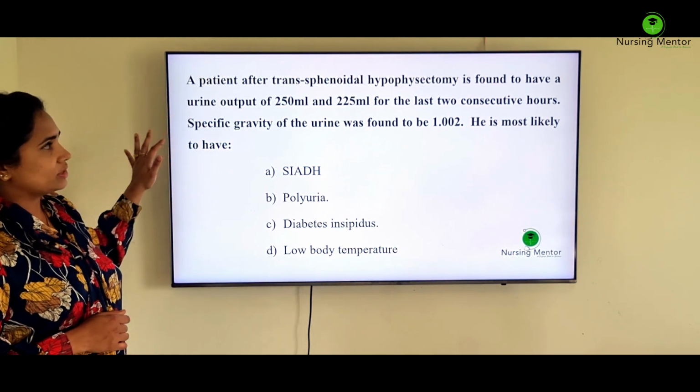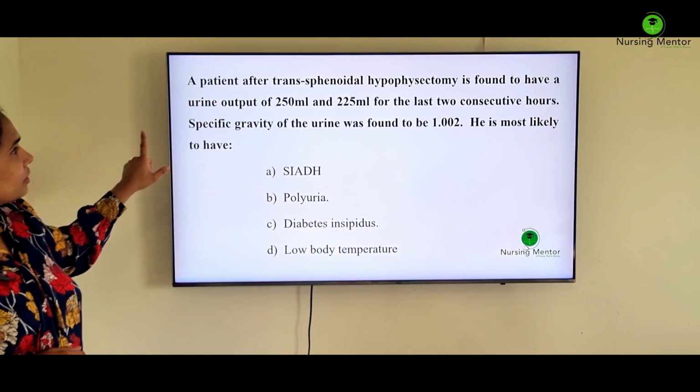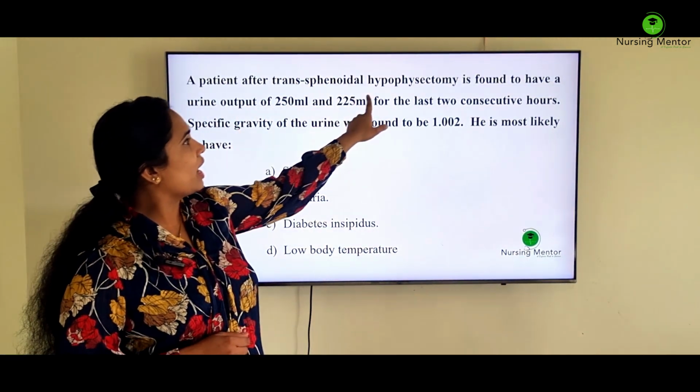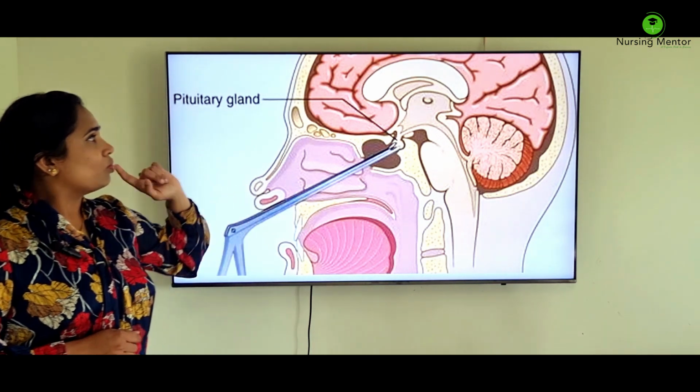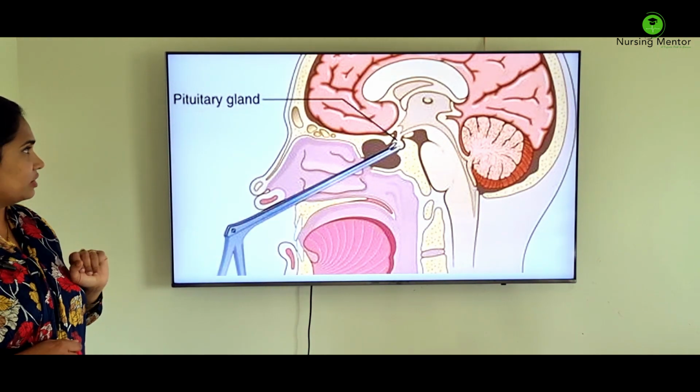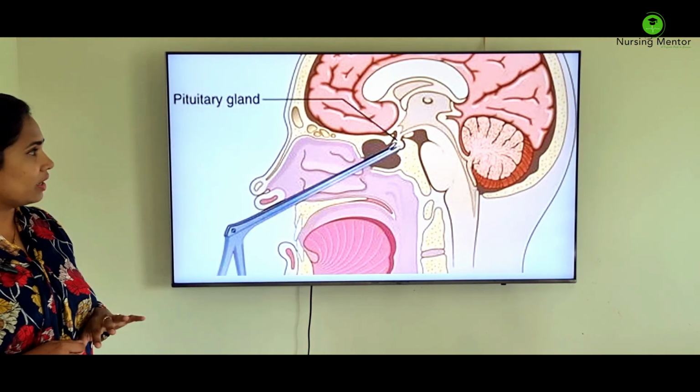Let's go back to the question and look at a few key points. The patient had transsphenoidal hypophysectomy. So what is transsphenoidal hypophysectomy? It is a removal of the pituitary gland.